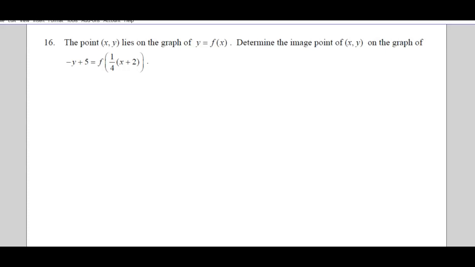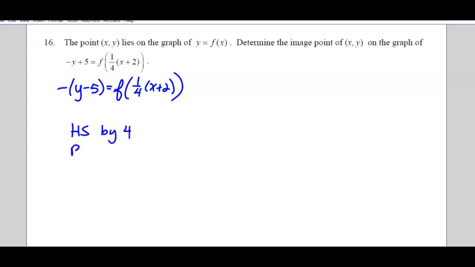Okay. This one gives you the coordinates of a point on the original, and it says determine the image of that after the transformation. So you want to look here, make sure that this is in factored form, because right now it's not. And then think about what transformations were done. There's a horizontal stretch by 4, reflection in the x-axis, and then translation. Horizontal translation to left, vertical translation 5 up.